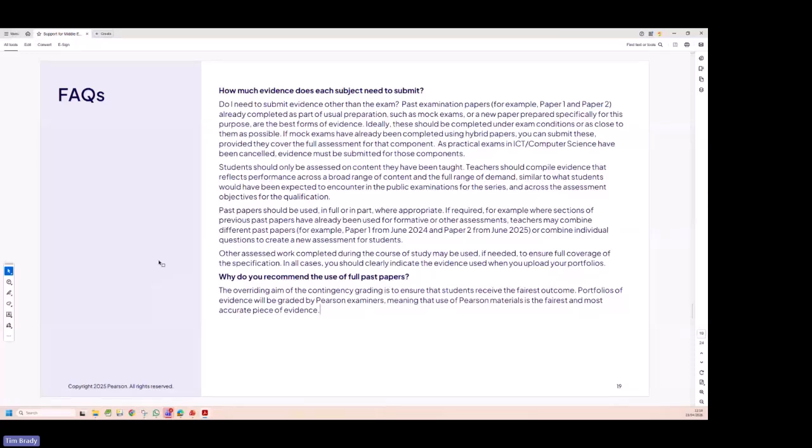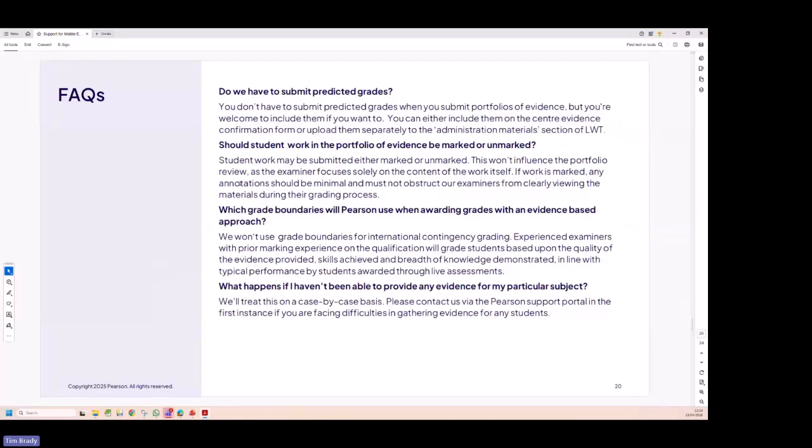It goes on in the FAQs to talk about submitting predicted grades. We do not need any of the evidence you send us to be marked. It can be marked. If you marked it, it will be marked, but it's not necessary, and it won't be part of what the decision process uses to make the award. Grade boundaries are not going to be used, and we will be using experienced examiners who have done these qualifications over some years to make their expert opinions for this.